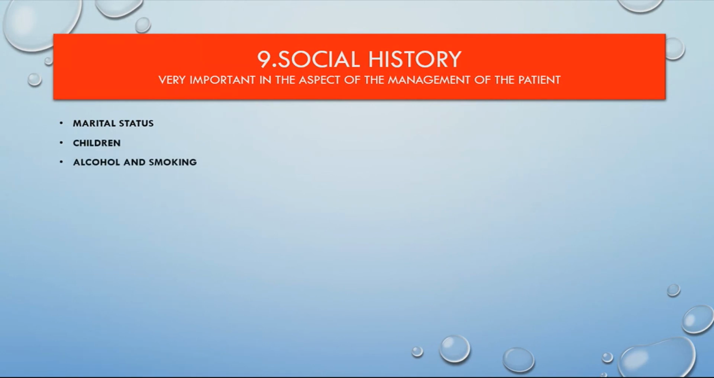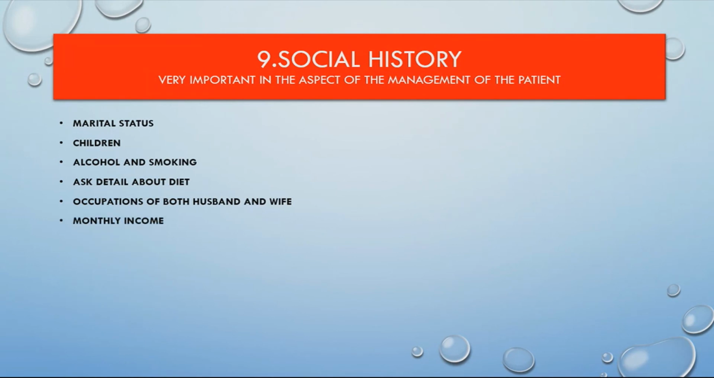Then the children, and whether the patient is taking alcohol or smoking. Ask about a detailed dietary history. In case of several diseases, it will be more helpful. Occupations of both husband and wife. Monthly income is very important in the management. Then the closest hospital, because in case of any emergency, we have to ask what the closest hospital is, because it's very important to admit the patient as soon as possible.